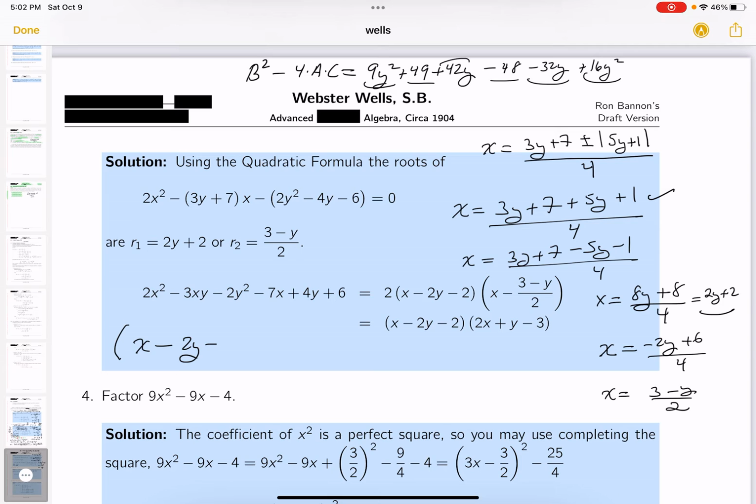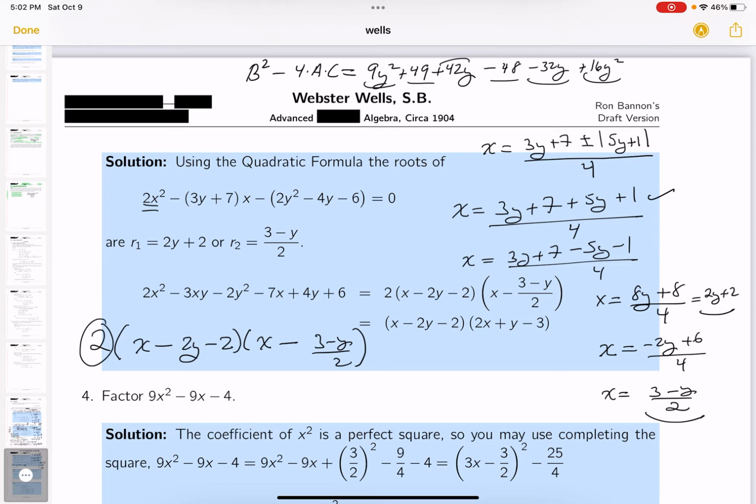Again, we're going to check. And then it's going to be x minus this root. And what's that going to be? 3 minus y over 2. Now, I've got to be honest with you, that's not going to work. I'll tell you why it's not going to work. I'm not getting a coefficient of 2, right? So I'm going to write it down. I can put the 2 in here. So let's do that and see what we come up with.